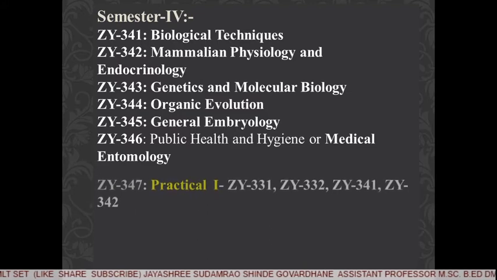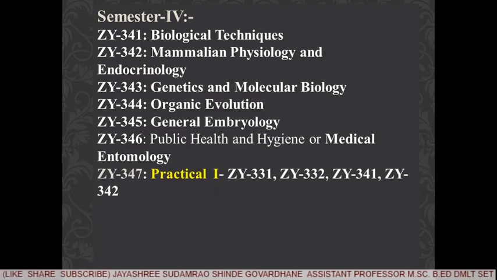Now see practical paper ZY347. For practical 1, from semester 3 the papers 331 and 332, and from semester 4 the papers 341 and 342, whatever practicals you perform in the whole year of T.Y.B.Sc, that is third year, those practicals of these subjects you are going to write in this journal, practical 1.